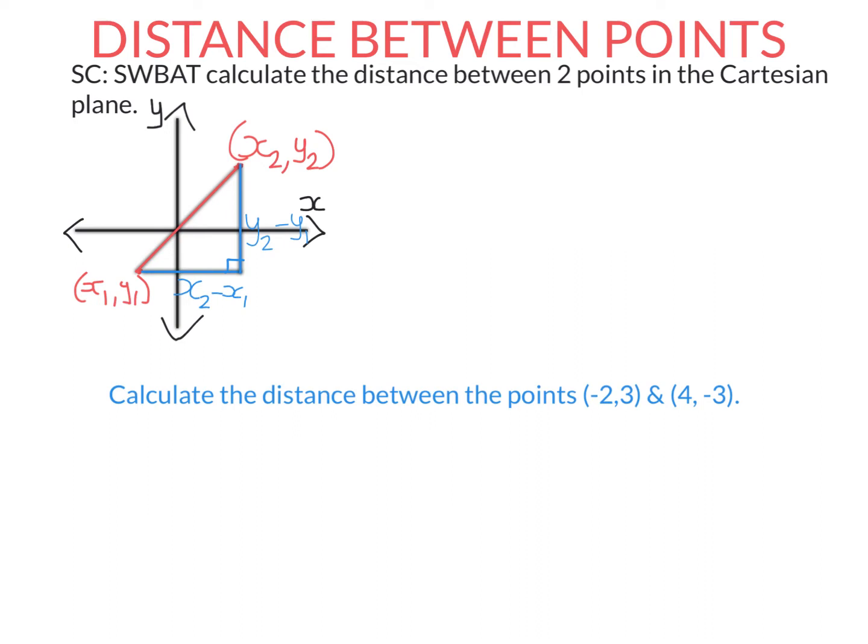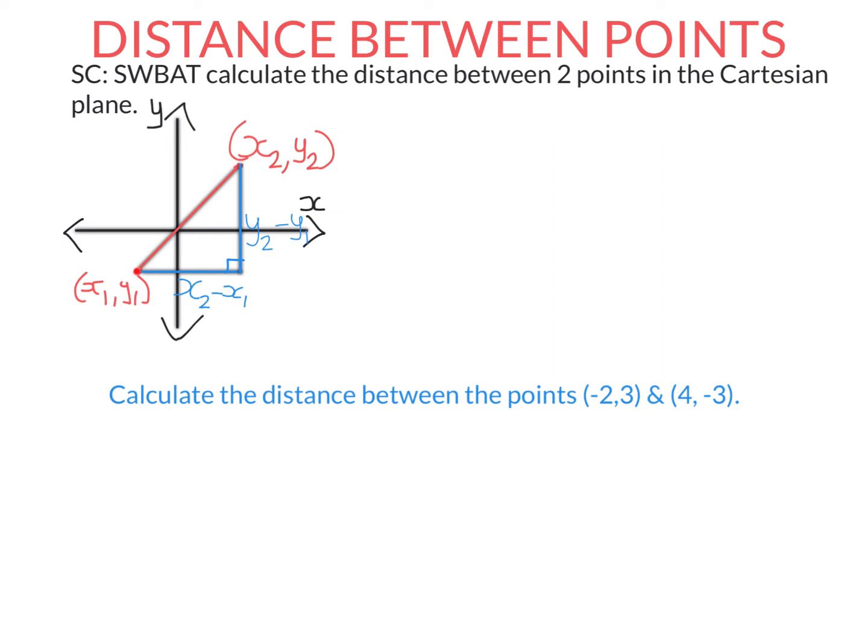Thank you so much for tuning into this video in which we will look at calculating the distance between 2 points in the Cartesian plane. So let's start by plotting two random points in the Cartesian plane. I'll call this one x1, y1 and this x2, y2.